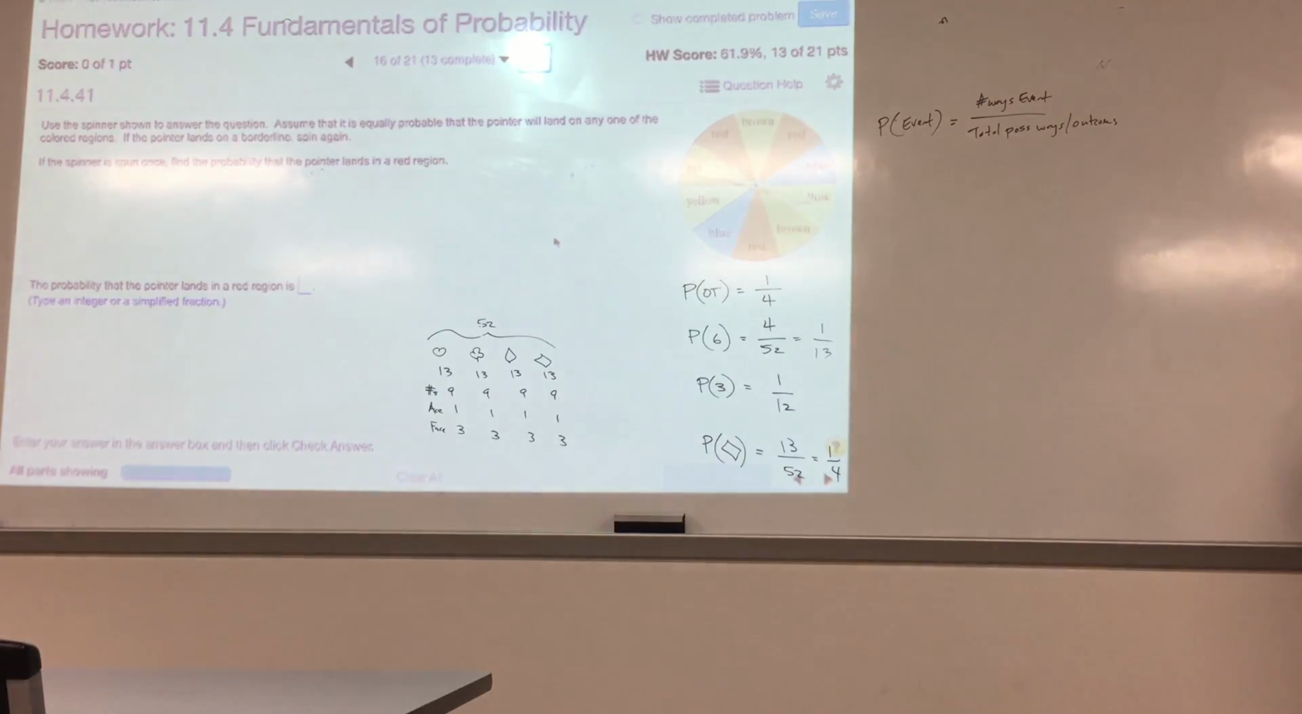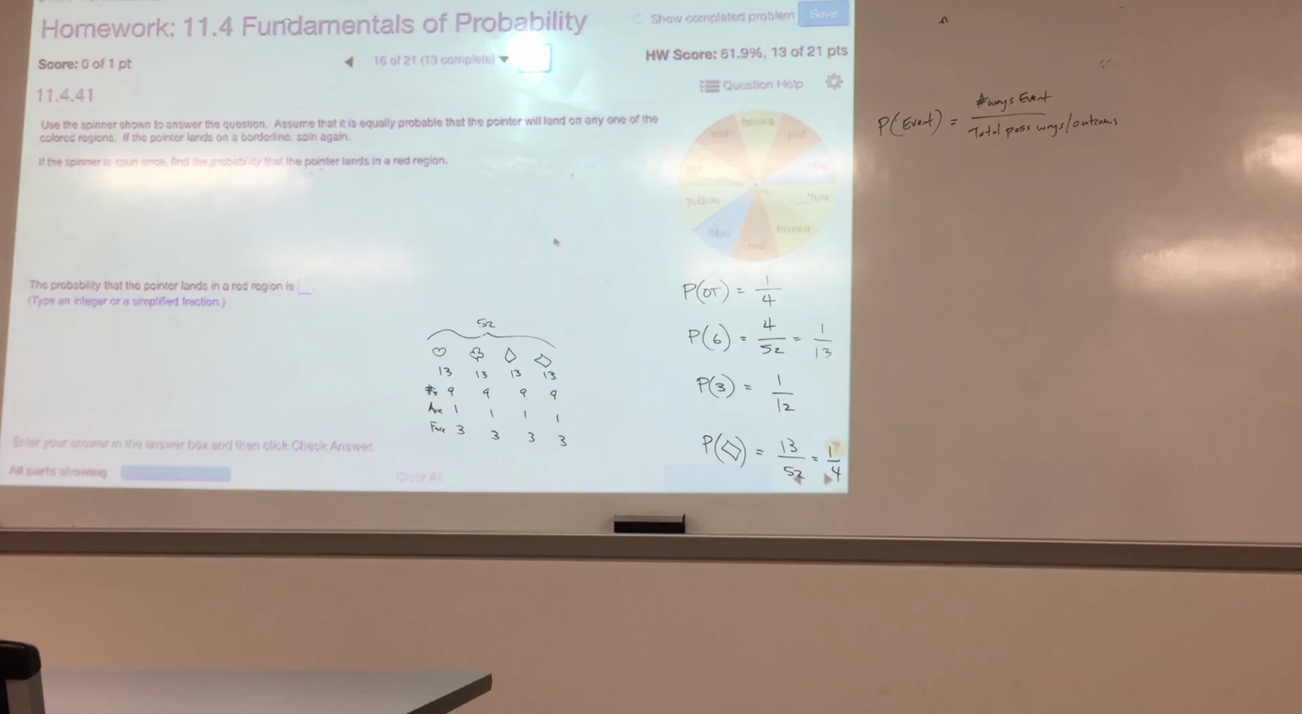Okay, so here's the question. It says, use the spinner shown to answer the question. Assume that it is equally probable that the pointer will land on any one of the colored regions. If the pointer lands on a borderline, spin again. Okay, that's not really relevant here. If the spinner is spun once, find the probability that the pointer lands in a red region.